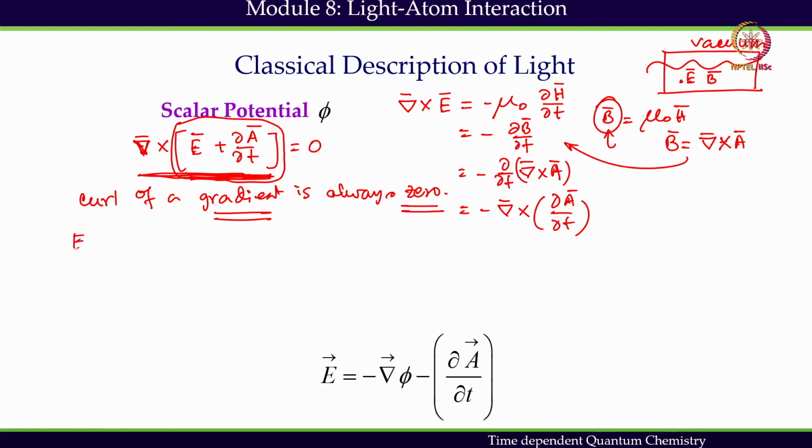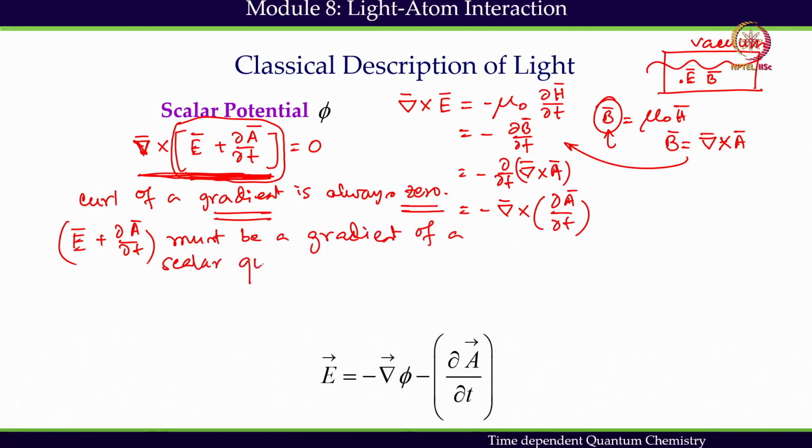So, this E plus the time derivative of A must be a gradient of a scalar quantity. This is just coming directly from the vector identities. There are many manipulations one can do. These are the consequences of vector identities. So, one can prove this immediately here. We will prove it here.